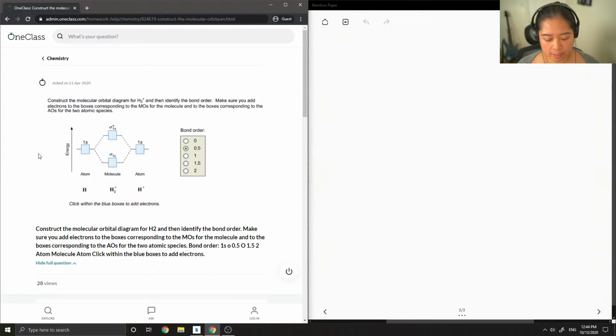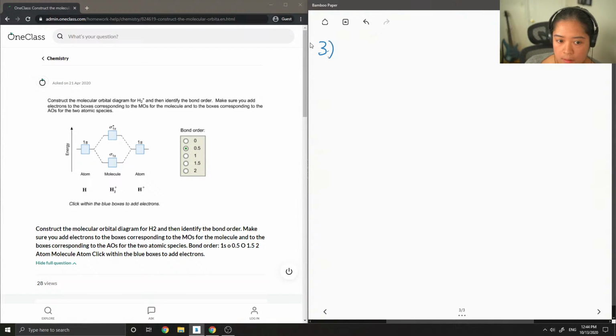Okay, so on to question number 3. Construct the molecular orbital diagram for H2+, and then identify the bond order. Make sure you add electrons to the boxes corresponding to the molecular orbitals for the molecule and to the boxes corresponding to the atomic orbitals for the 2 atomic species.